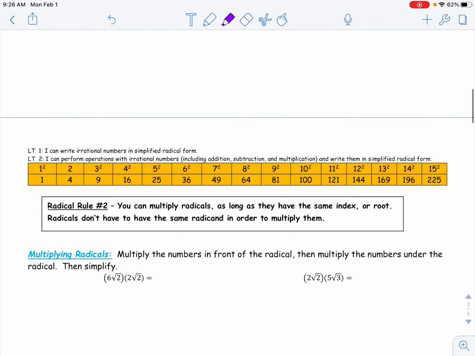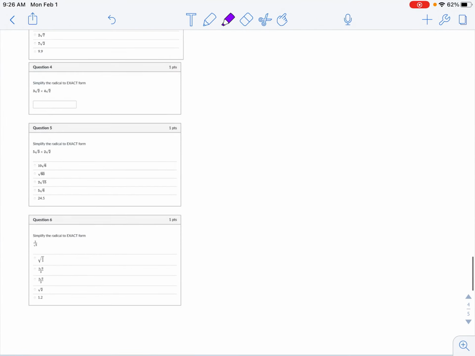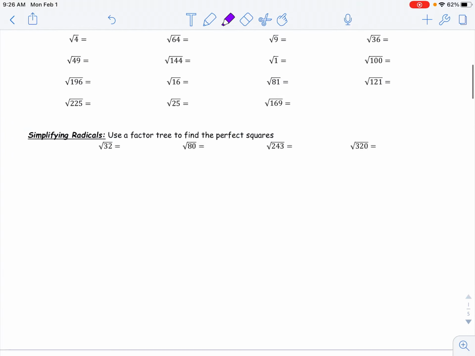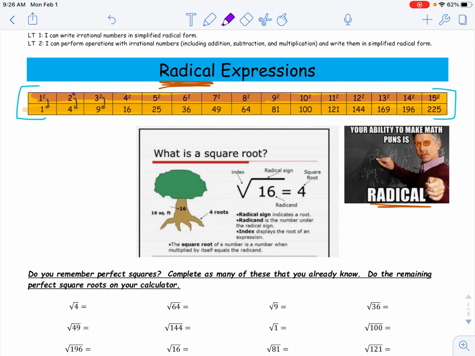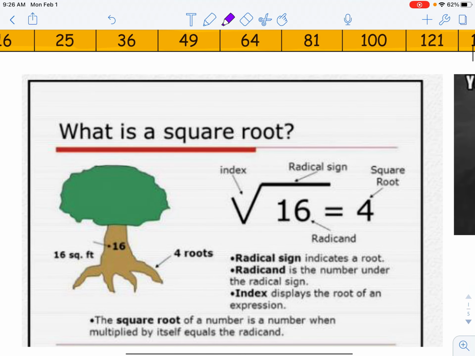So this table is throughout the notes. You really got to memorize it. You really just got to know it, because it's really going to drive and help us do stuff moving along in this unit.